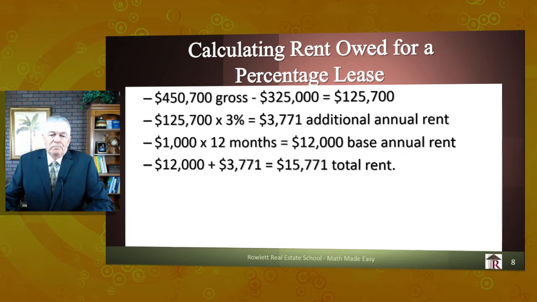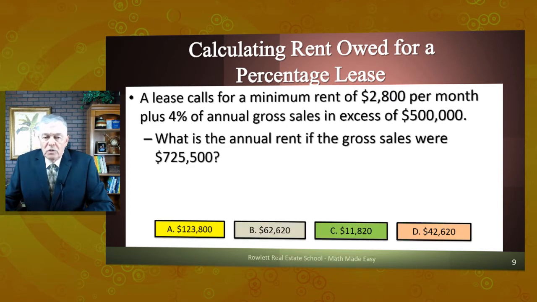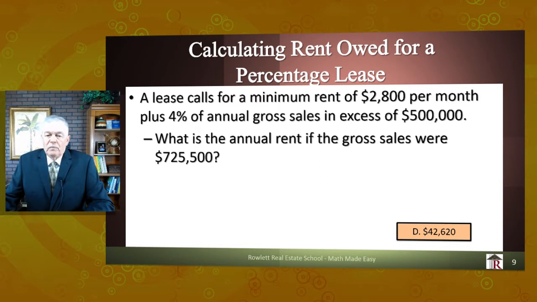Let's do another one. A lease calls for a minimum rent of $2,800 a month, plus 4% of the annual gross sales in excess of $500,000. What is the annual rent if the gross sales were $725,500? Pause your video and we'll come back with an answer. Delta, $42,620 per year or annual. I'll give you the explanation for this.